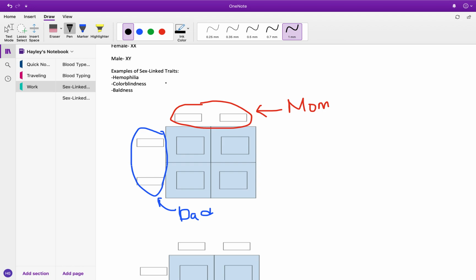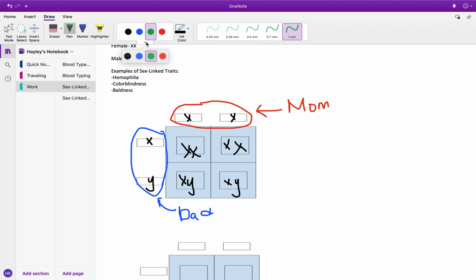Alright, so let's do a normal cross because you're going to see this as an example. Just normal X, Y. Let's see what we're going to get for our children. So we're going to put the mom's double X's up there, and we are going to put the dad's X there and his Y here. So then when we do this, we're going to get X, X. That's a little off center. We're going to get another X and another X. Sorry guys, that is an X. It's very hard to do this on the computer. Then you're going to get another X and a Y, and an X and a Y.